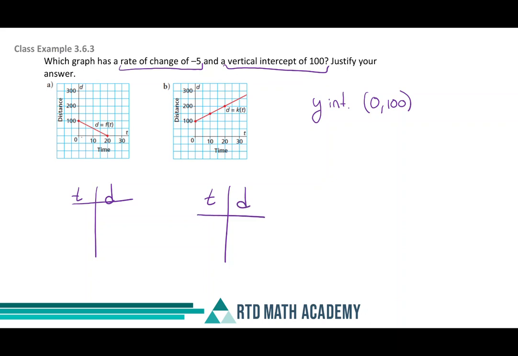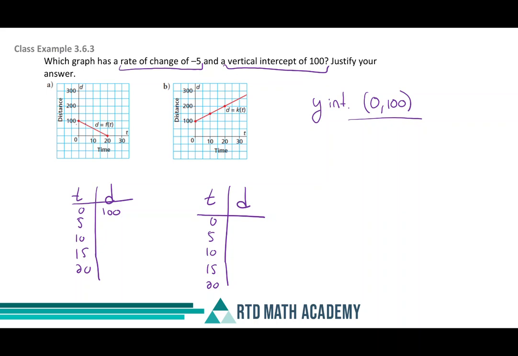So it looks like I've got 0, 5, 10, 15, and 20, for both. And let's just see what happens. We said at 0, we had a y value or a distance of 100. That makes sense because that's what we said was our y-intercept, right? 0 and 100.